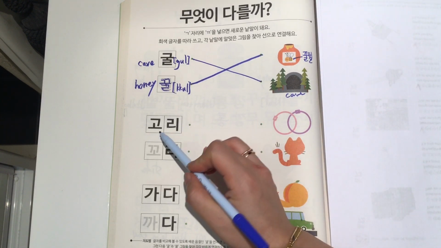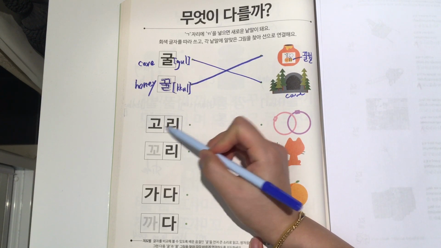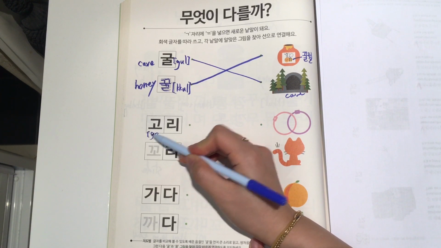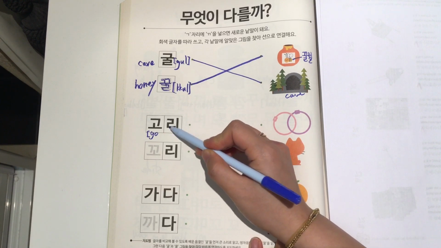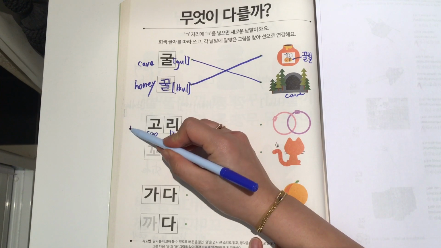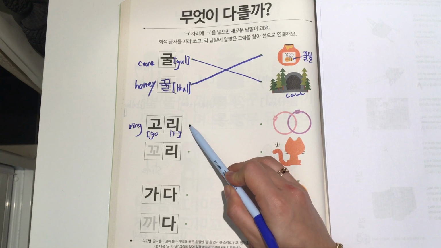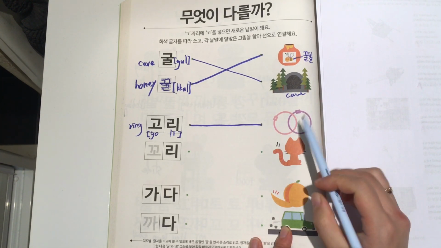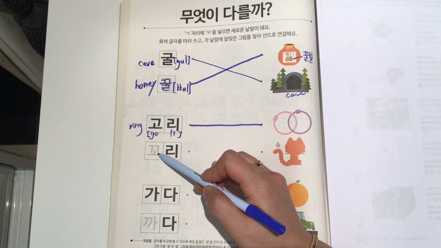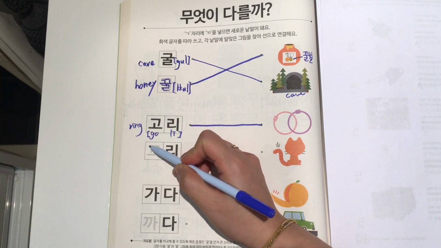And then next, so this is 고리. 기역 plus 오, 고 and 리을 L and E is I. 고리 is ring or loop. So this is 고리. 이것은 고리입니다.